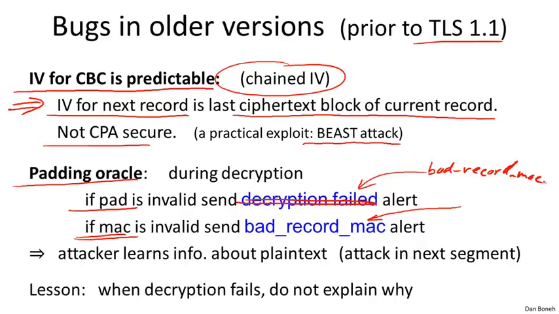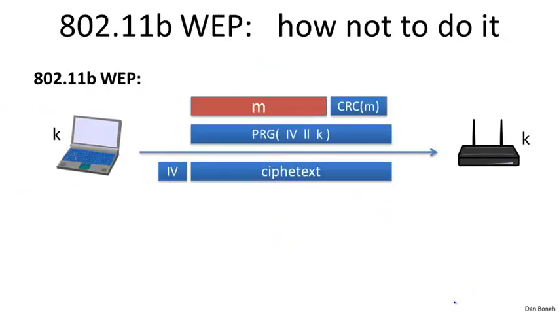Now the lesson from this is that when decryption fails, you should never ever explain why. I guess this is something that comes out of networking protocols, where if there's a failure, you want to tell the peer why the failure occurred. Well, in cryptography, if you explain why the failure occurred, that very often leads to an attack. In other words, when decryption fails, just output reject, and don't explain why the reject actually happens, just reject the ciphertext. Okay, so now that we've seen TLS 1.1, let's see a broken protocol.